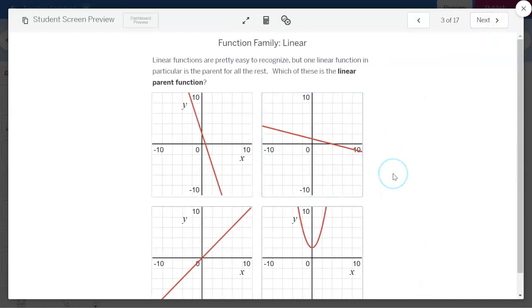So this one now is going to define what these functions are. Linear functions are pretty easy to recognize. At this point, they should already know that they're straight line graphs. But which of these is the linear parent function? Now you probably do need to remind them a parent function is the most basic of all the linear functions, and you can use the parent function and change its slope and move it up and down, left and right, but the parent function is the most basic, so they are supposed to know this one by now.